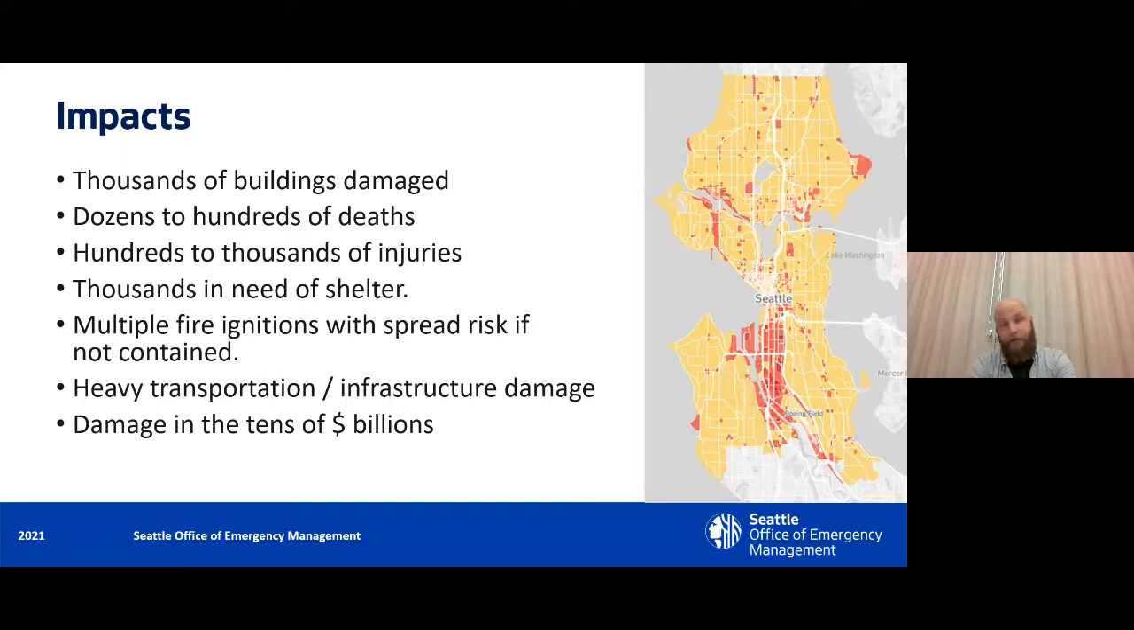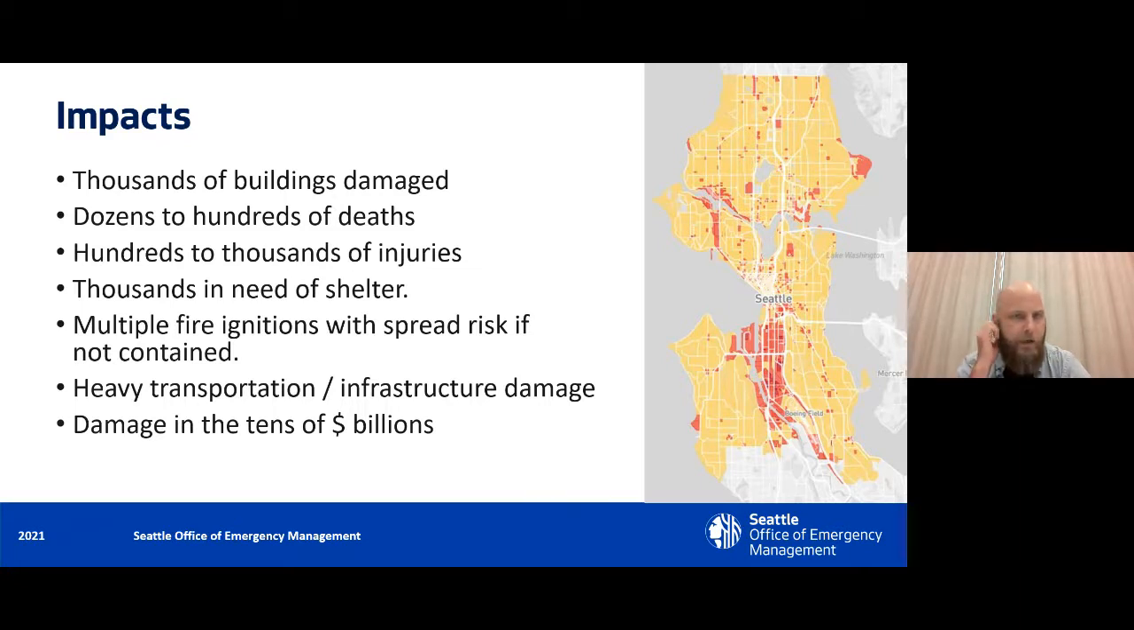And we'd be looking at having thousands of buildings damaged, dozens to hundreds of deaths, hundreds to thousands of injuries, thousands of people in need of shelter, multiple fire ignitions with a risk that those could spread if they're not contained quickly. We would expect heavy transportation and infrastructure damage, so roads and bridges, and estimates of the overall dollar amount of damage being in the tens of billions. So they are significant impacts that we would expect from this.